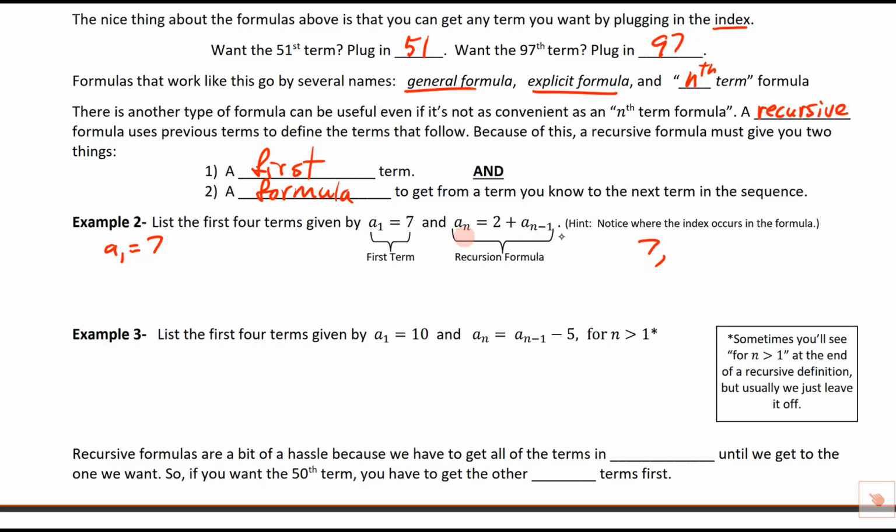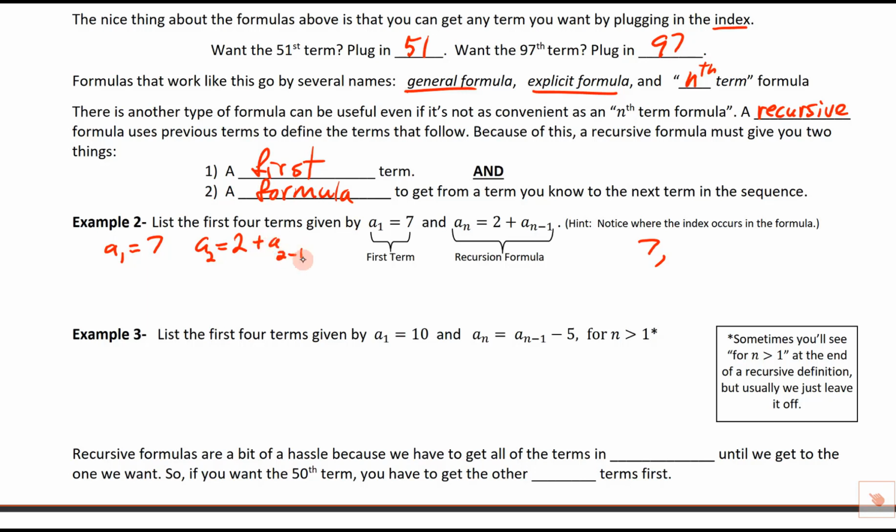So we've got that one. And then here's the recursion formula. And notice where the index occurs in this formula. The index, the term that we want, would go right here, just like we did before. If we want the second term, we're going to put it right here. So if I want a sub 2, then I put a 2 right here, and then I've got 2 plus a sub n minus 1. Well, if I put a 2 right here for n, then I need to put a 2 for the other n. So this is going to be 2 plus a sub 2 minus 1.